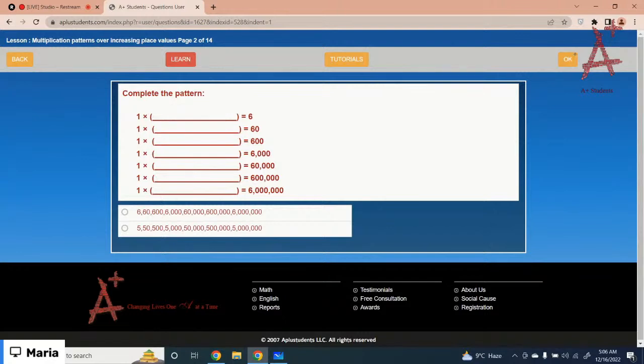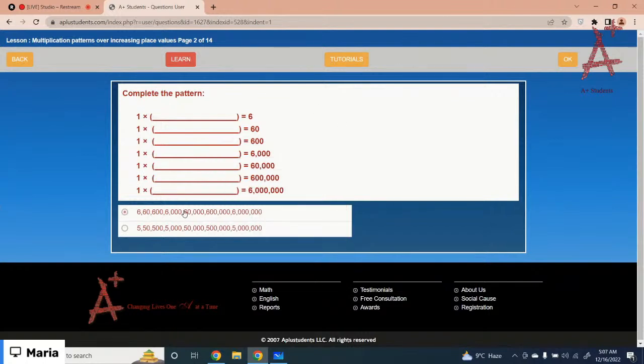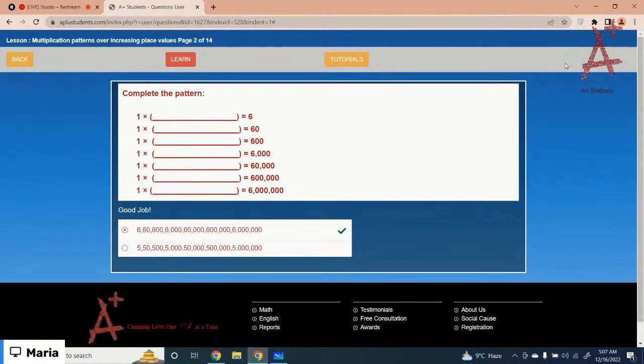Here you have one 0. So here you have 60. Here you have 2 zeros. So here you have 600. Got it? Then here you have 3 zeros. So here you have 6,000. So the correct option is the first one: 6, 60, 600, 6,000, 60,000, and 6 million. Got it, everyone? The correct option is the first one. Select the correct option, then click on the OK button.